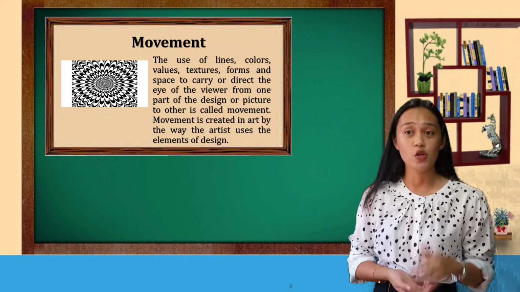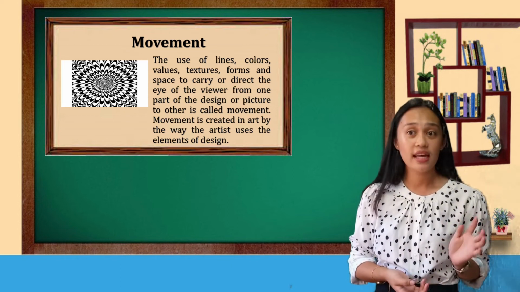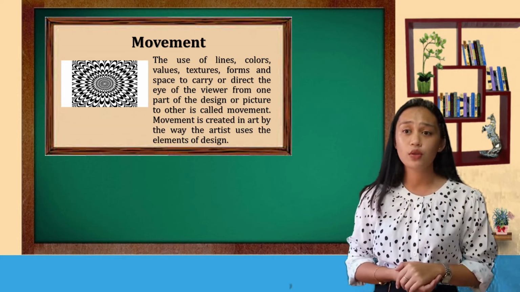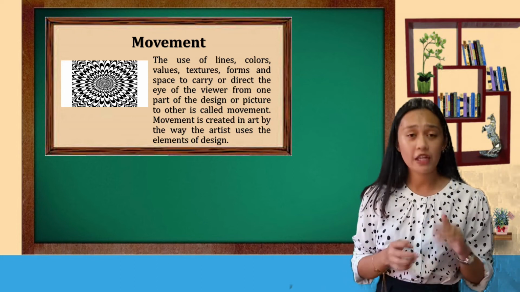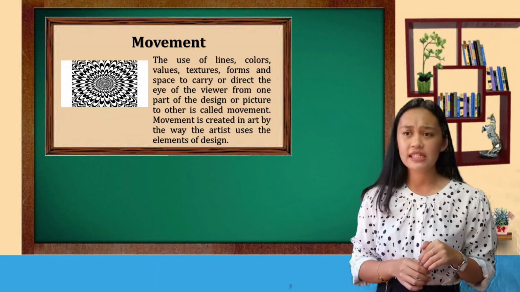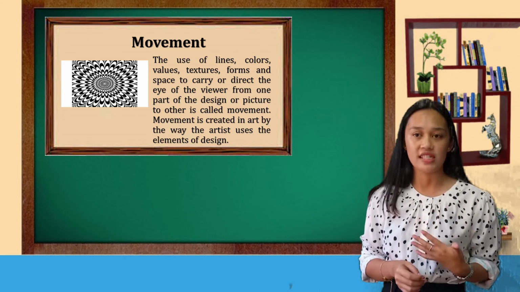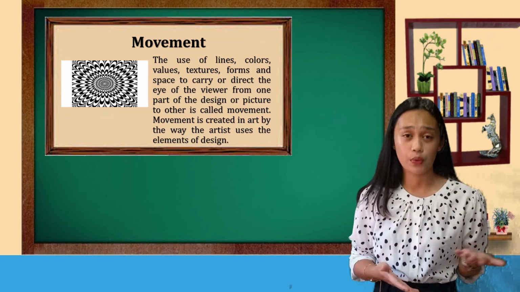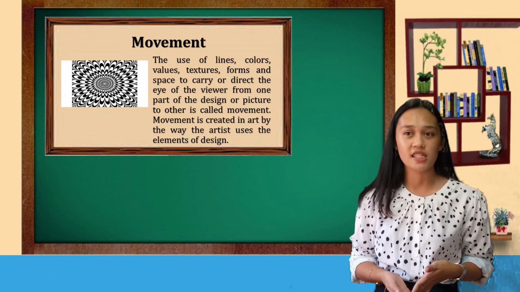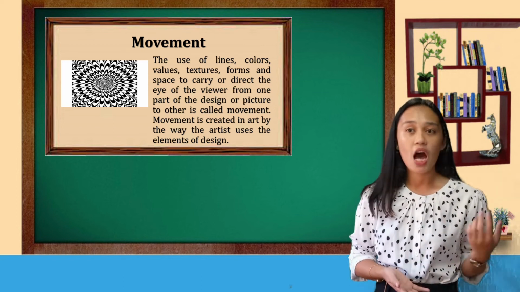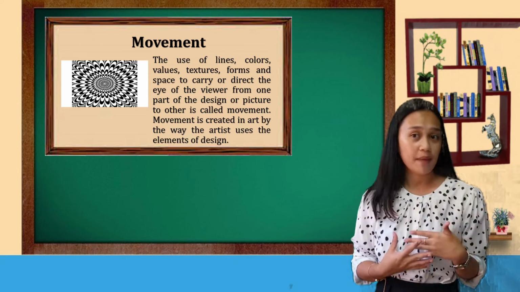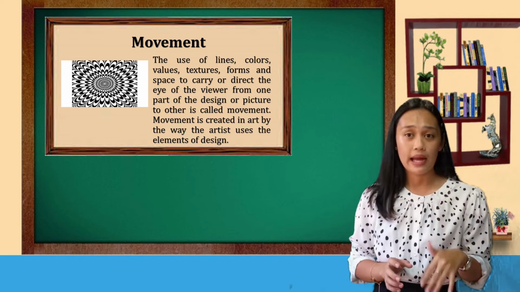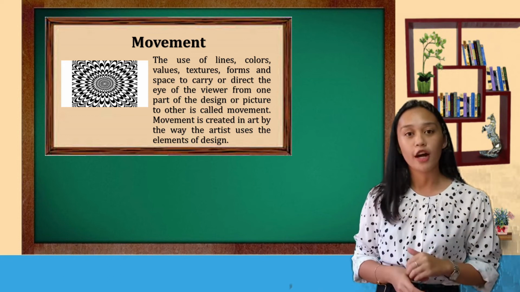Movement. So movement is the use of lines, colors, values, textures, forms, and space to carry or direct the eye of the viewer from one part of the design or picture to another. Movement is created in art by the way the artist uses elements of design. Movement is the path the viewer's eye takes through the work of art, often to focal areas. Such movement can be directed along lines, edges, shape, and color within the work of art. Artists use movement to direct the viewer's eyes through a work of art.